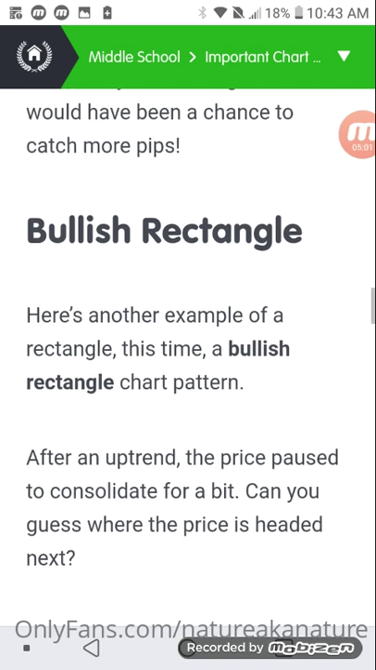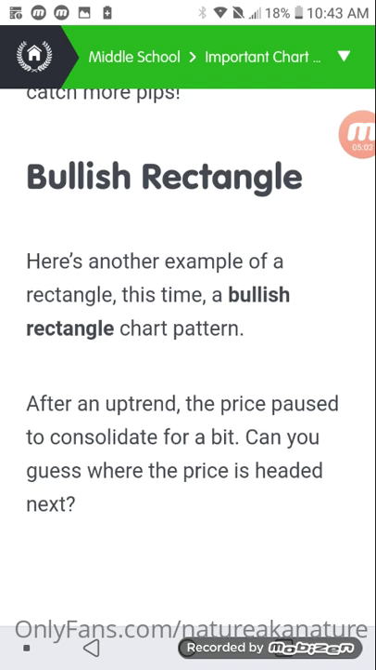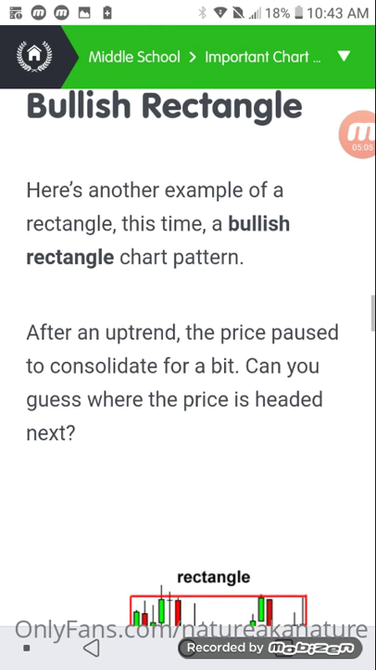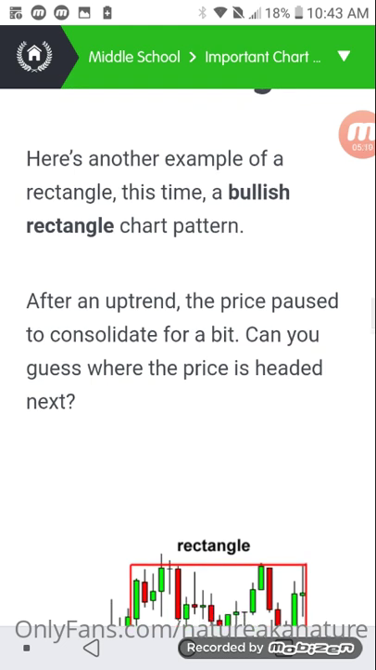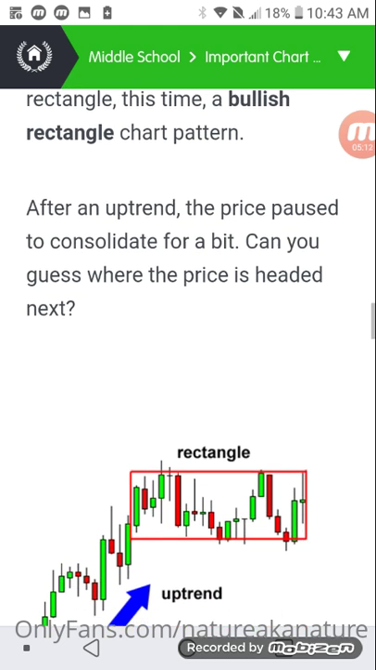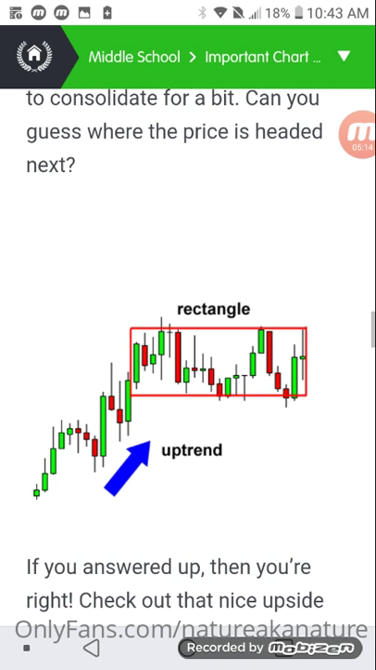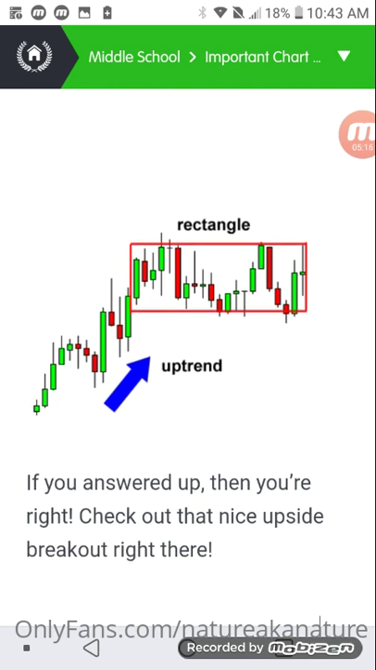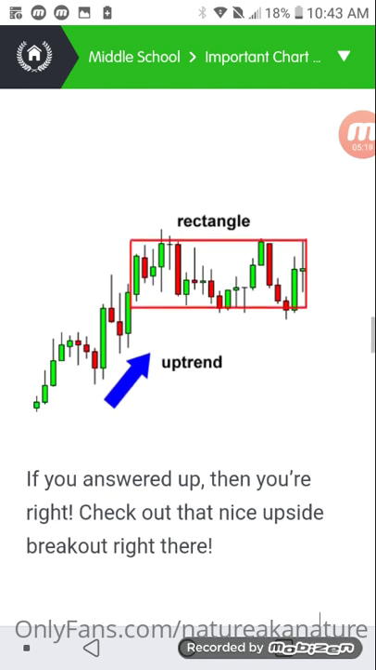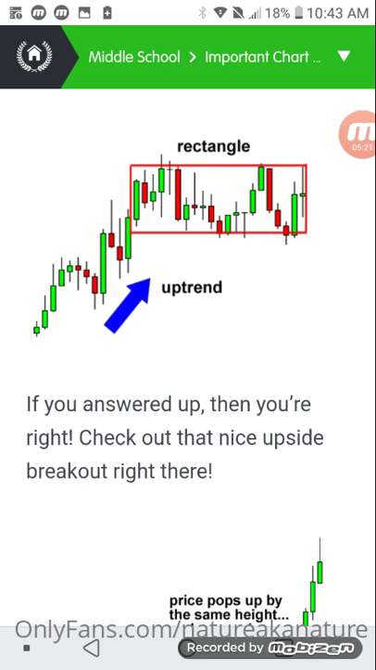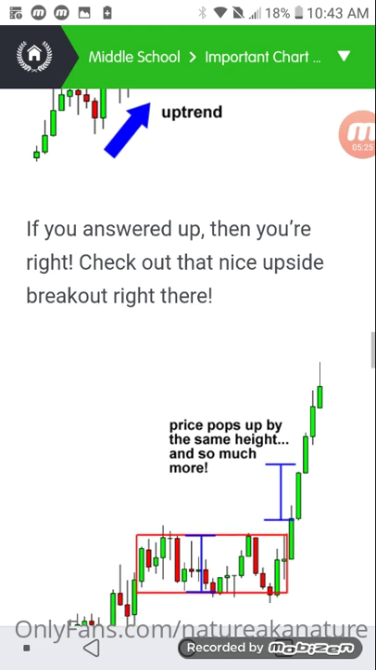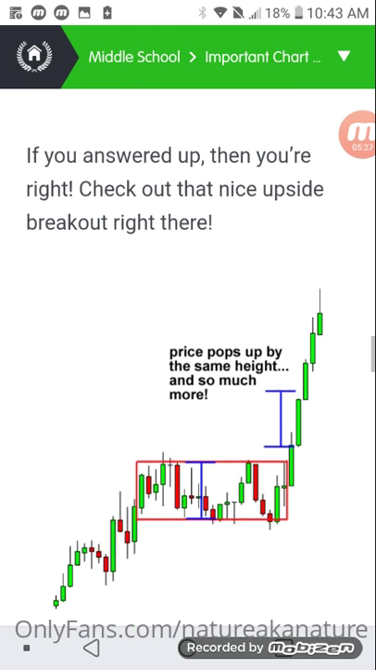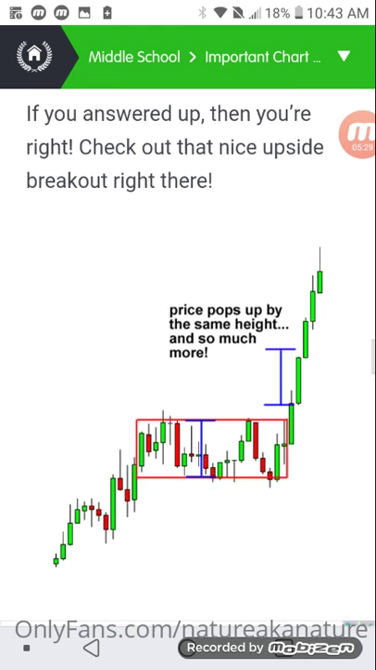So here's another example of a rectangle. This is a bullish rectangle chart pattern. After an uptrend, the price pauses to consolidate for a bit. Can you guess where price is heading next? Up. Okay, so uptrend. If you answered up, then you're right. Check out the nice upside breakout right there. Okay, so price breaks out right here. Nice breakout above. Price pops up by the same height and more of the previous rectangle box.